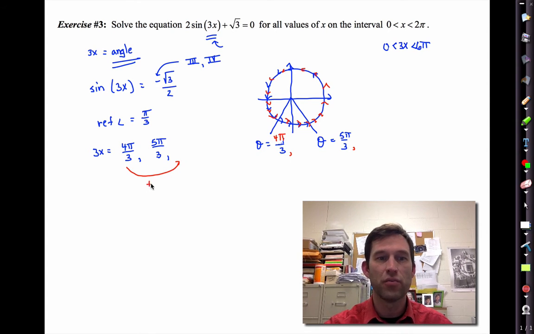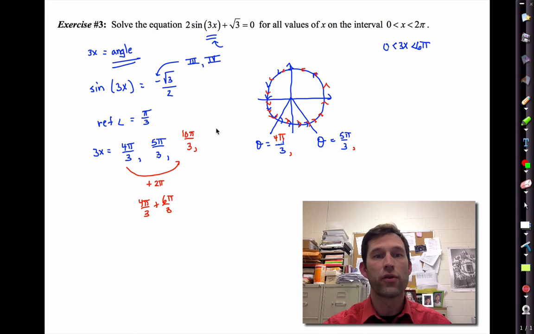You have to add on 2 pi. Now I know this causes you to add fractions, but it's not that bad, right? If I do 4 pi over 3 plus 6 pi over 3, which is the same as 2 pi, I'll get 10 pi over 3. And if I add 6 pi over 3 to this one, I'll get 11 pi over 3. That puts me around the unit circle twice.